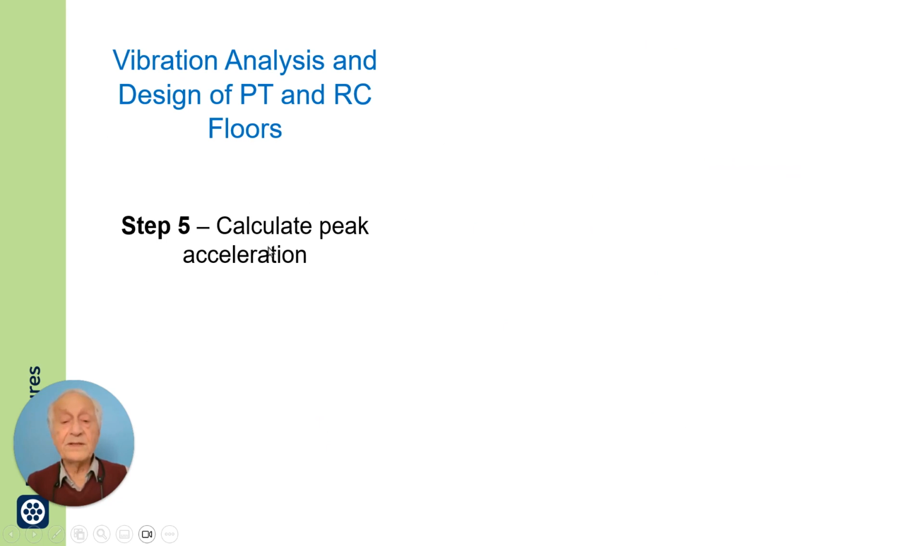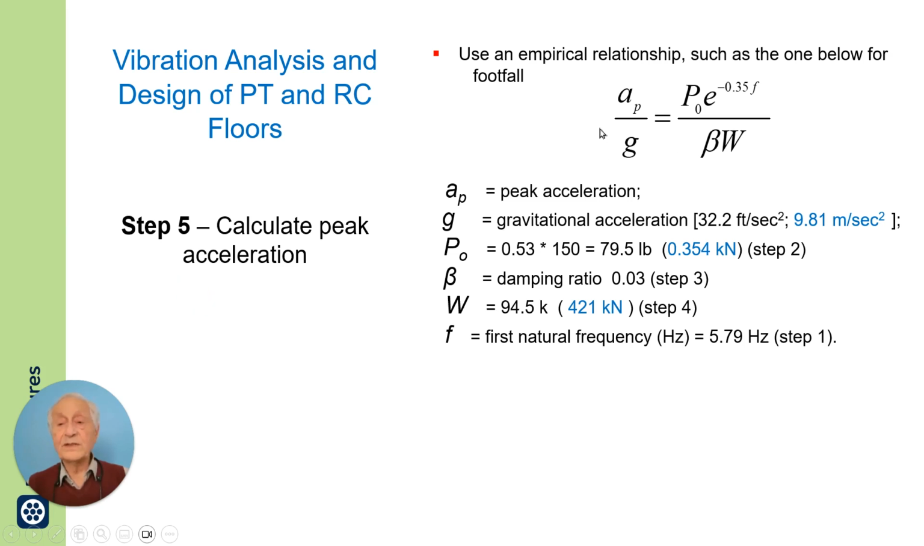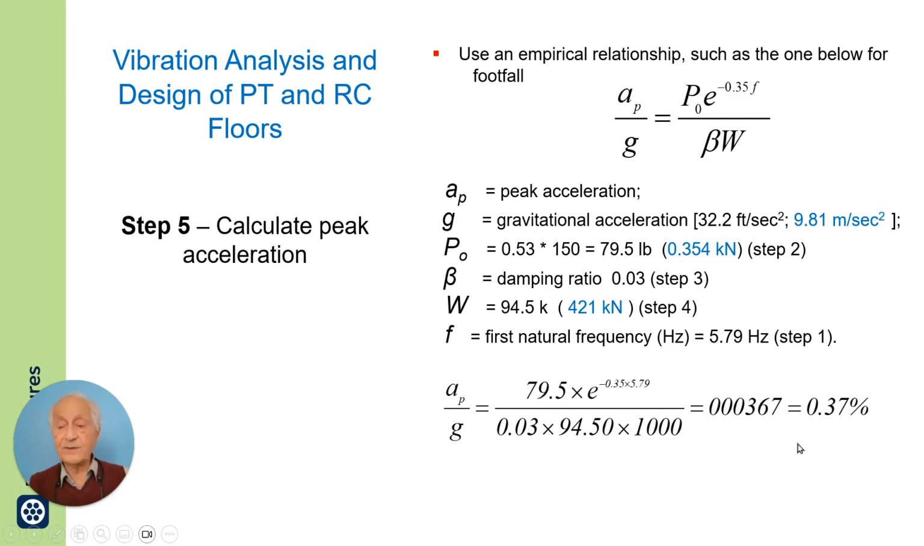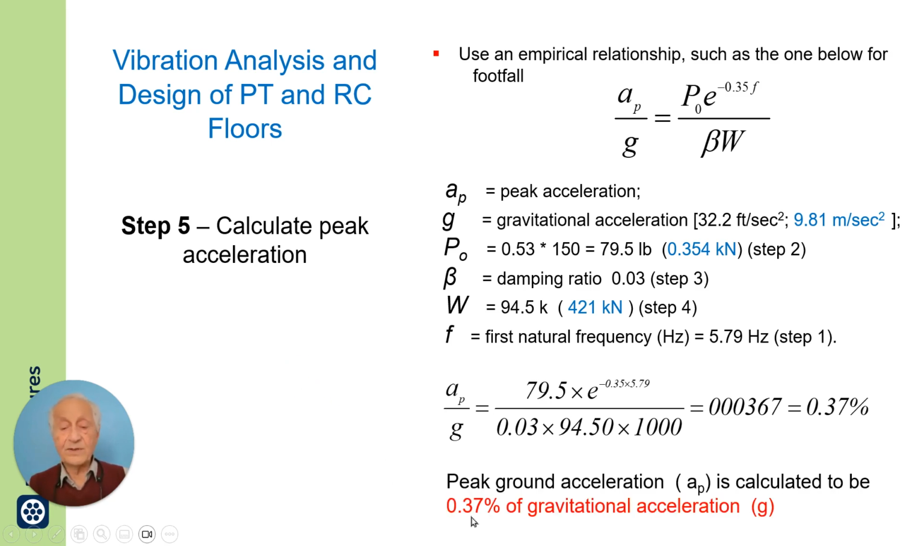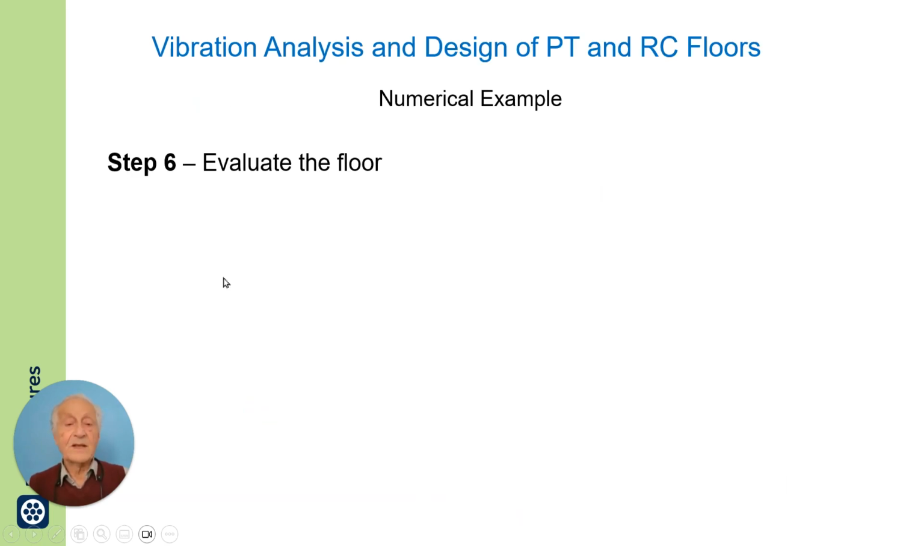That is the weight of the entire panel. Next, I go to peak acceleration from step 5. The formula that is commonly used is this. In this formula, we looked at it before, I have the peak acceleration as ratio of gravitational acceleration. These are the parameters that I calculated. That was the frequency. I substitute these in here and I find 0.37% of the gravitational to be the peak acceleration. Then I go to step number 6, which is to evaluate the outcome.